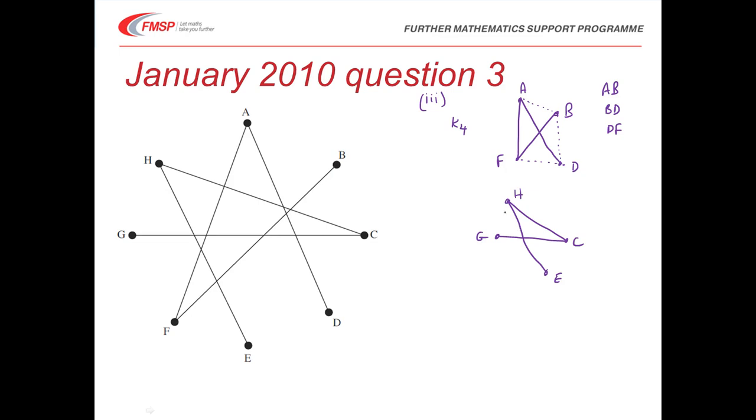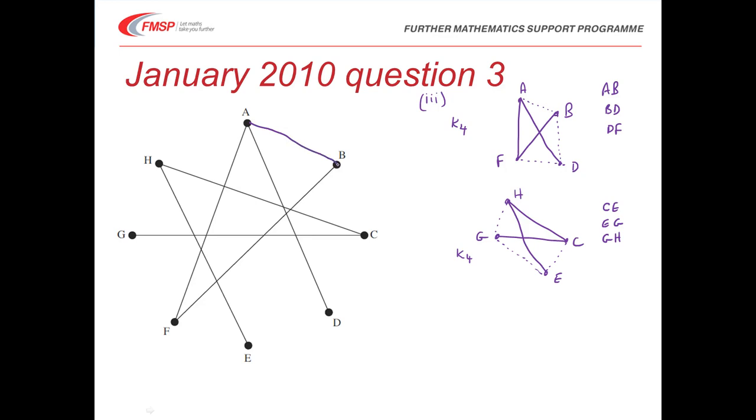Now let's look at the second group. Well, once again, in exactly the same way I can add 3 edges to this to create another little K4. I've added the edge CE, EG and GH. Well, there we go. Now at the moment what I've written will only score 1 mark out of the 3 available, because it does say draw them on the graph.